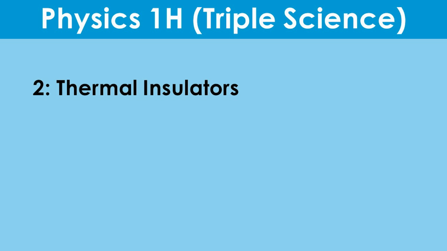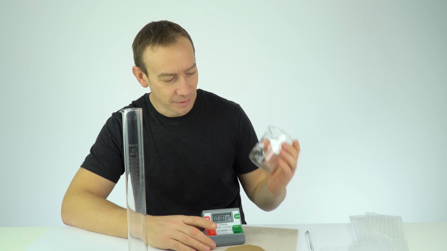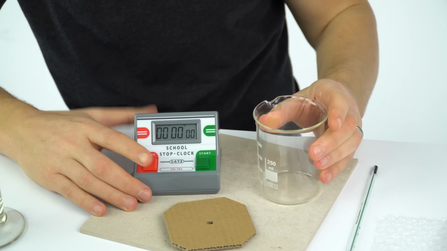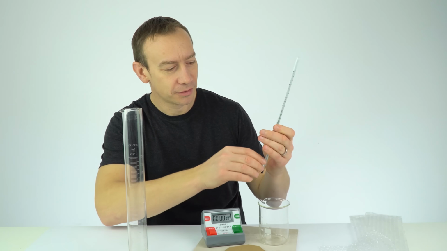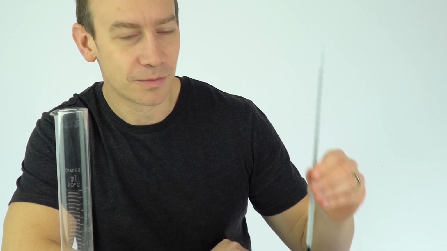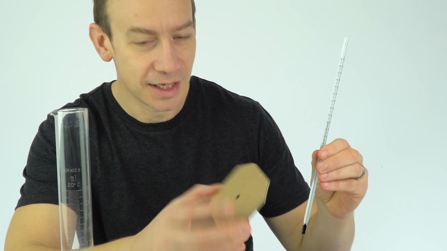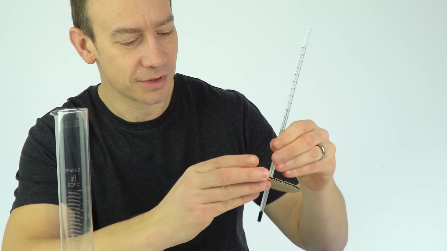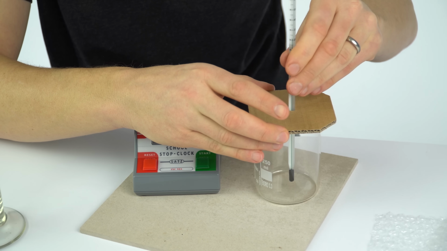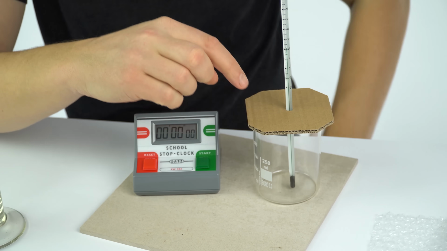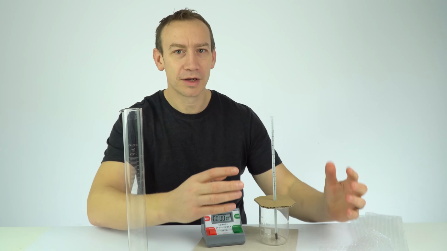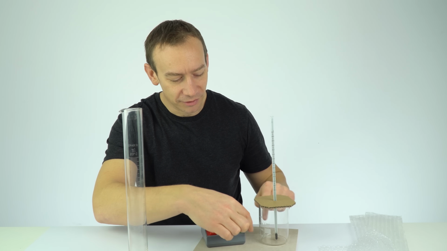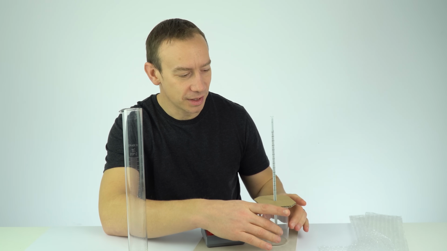So in this experiment, we're going to be looking at thermal insulation. So what I have is a beaker, which I can put some water in. I've got a thermometer, so I can record the temperature at regular time intervals. And I've got a lid here just made out of a piece of cardboard, and that not only holds the thermometer in place, but it stops any heat escaping from the top. Because what we're going to investigate is the insulation around the side of this beaker.